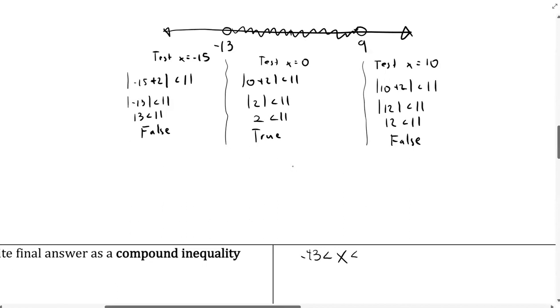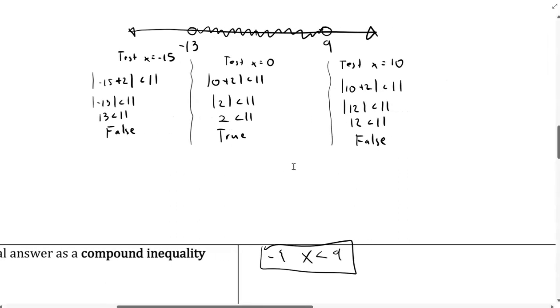And then our shaded region is also less than 9. And so that is our solution. It is negative 13 is less than x, which is less than 9.